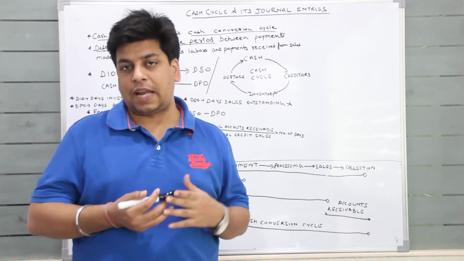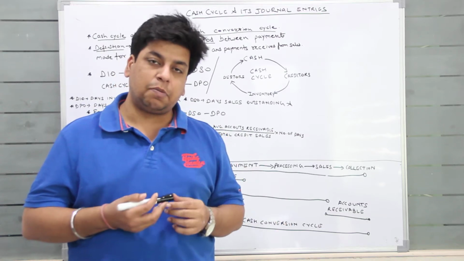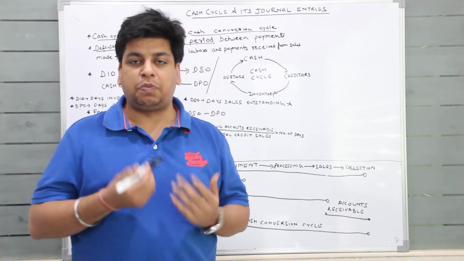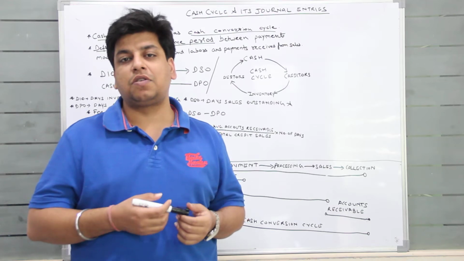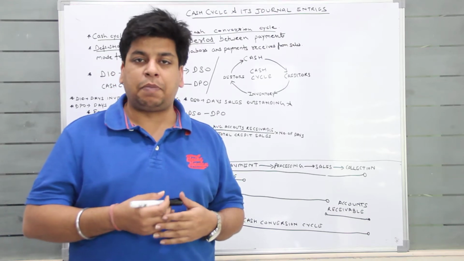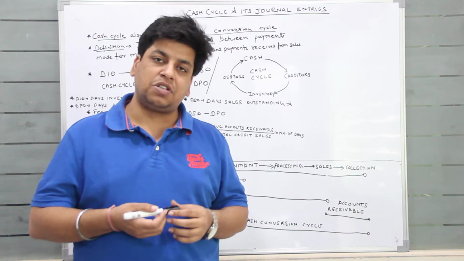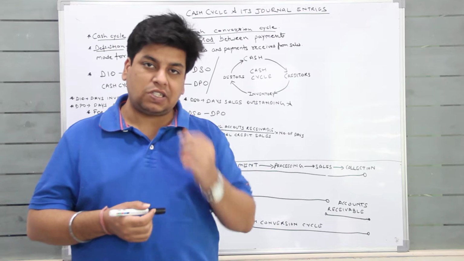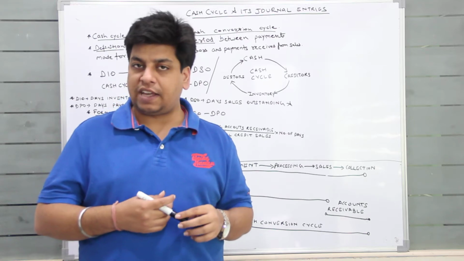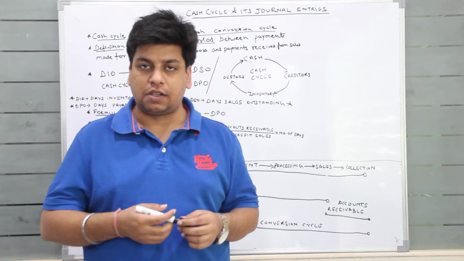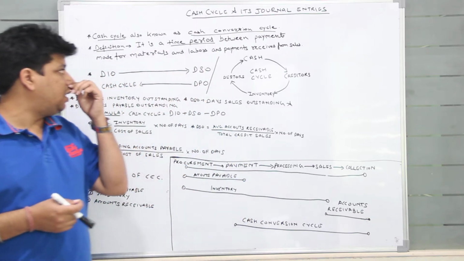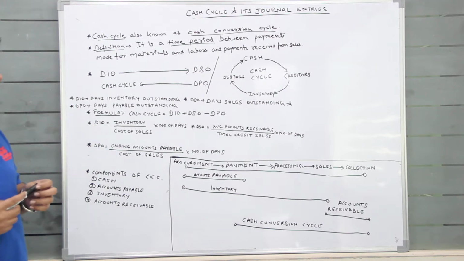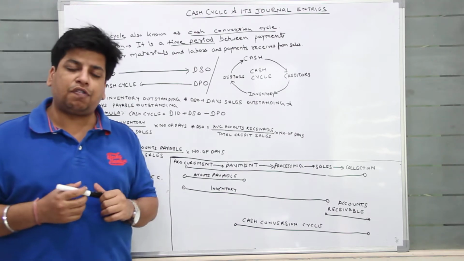Cash cycle can be said to be a time period between the payment that you make for the purchase of raw materials or labor and the payment that you receive from the customers after the sales. So time period between these two activities would be known as cash cycle or cash conversion cycle. So let's read the definition. It is a time period between payments made for materials and labors and payments received from sales.